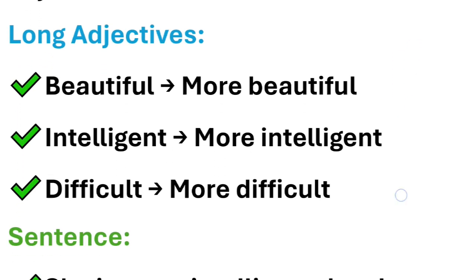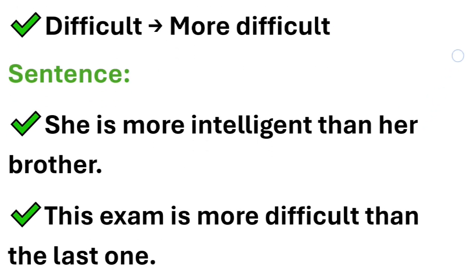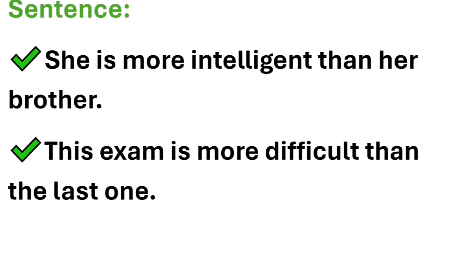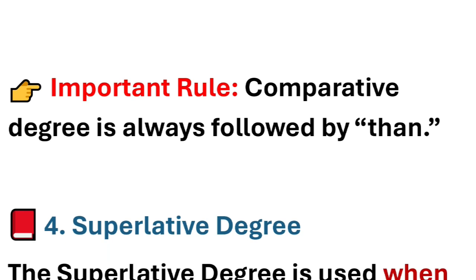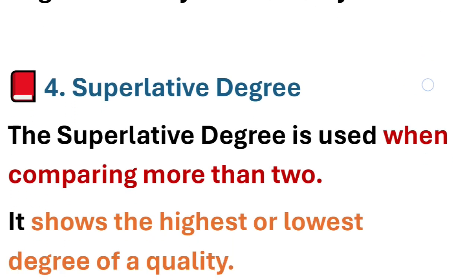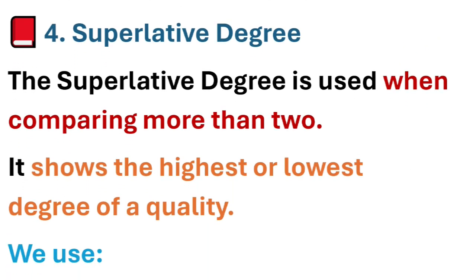Long adjectives can be, for example, beautiful, which have more than two syllables, or at least two. So we use more with it and it becomes more beautiful. Intelligent becomes more intelligent. Difficult becomes more difficult. Let's talk about some sentences related to this. She is more intelligent than her brother. This exam is more difficult than the last one. An important rule we need to keep in mind is that the comparative degree is always followed by than. We have to use this always right after the comparison.